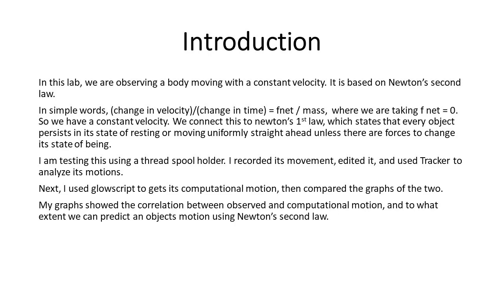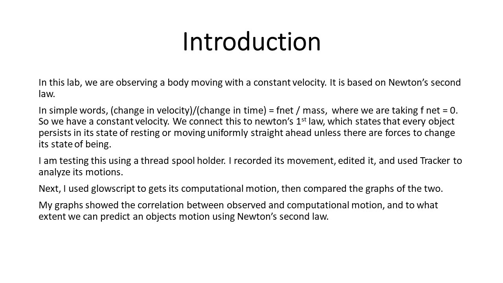In this lab, we're observing a body moving with a constant velocity and basing it on Newton's second law. In simple words, Newton's second law can be written as change in velocity divided by change in time equal to F net divided by mass, where we're taking F net equal to 0. Thus, we have no change in velocity, we have a constant velocity. We connect this to Newton's first law, which states that every object persists in its state of being or moving uniformly straight ahead unless forces act to change its state of being.